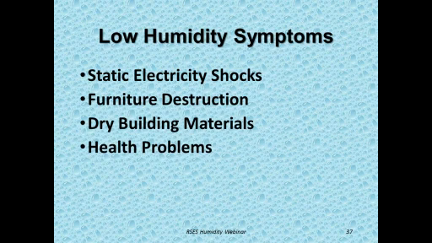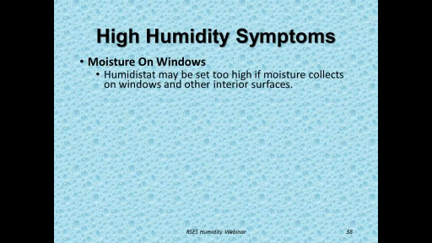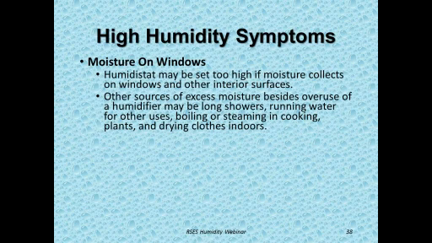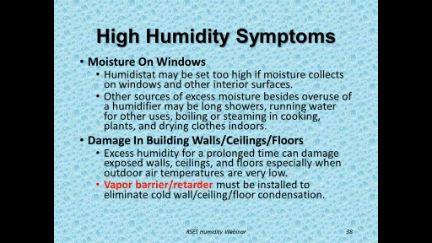Low humidity symptoms: static electricity shocks, furniture destruction, dry building materials, health problems, which we've discussed. High humidity symptoms could be moisture on windows, and the moisture on windows could be because the humidistat is set too high, or you're generating lots of moisture inside through normal living or working activities. You can also damage building walls, ceilings, and floors. You can get rot, mold growth. All sorts of problems can come from high humidity.